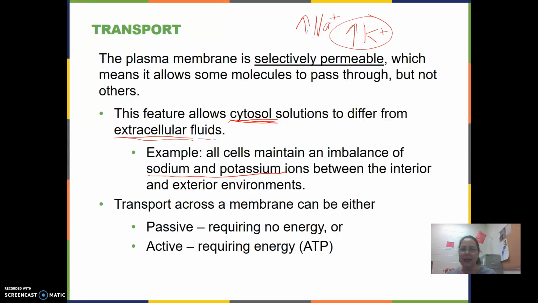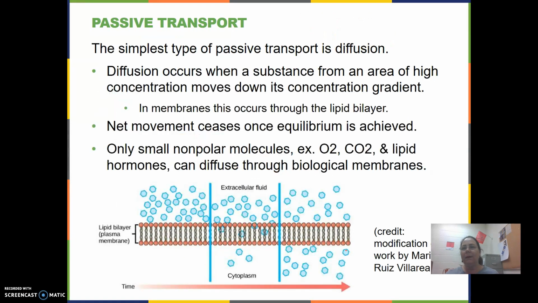Transport across the plasma membrane can be passive. That means it does not require energy. Diffusion, for example, is a passive process. Or it can be active. That means it does require energy. Passive transport is the simplest type, the simplest type of passive transport is diffusion. There are other examples, but the simplest type is diffusion.